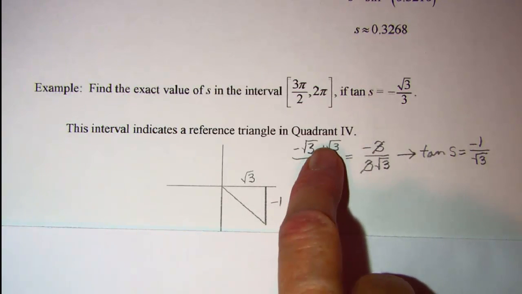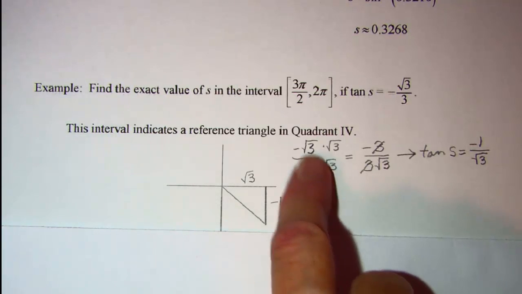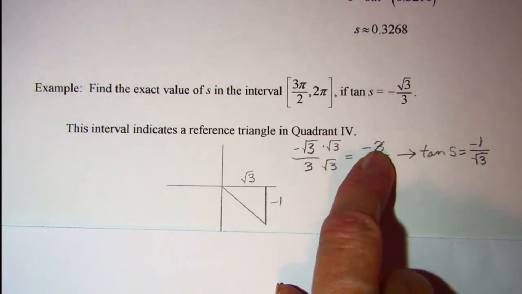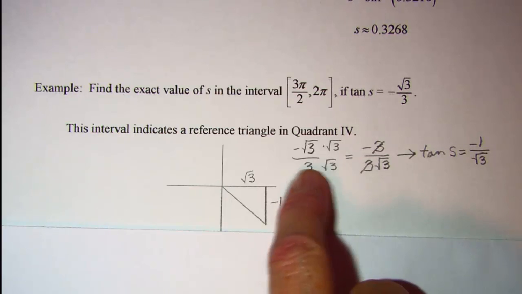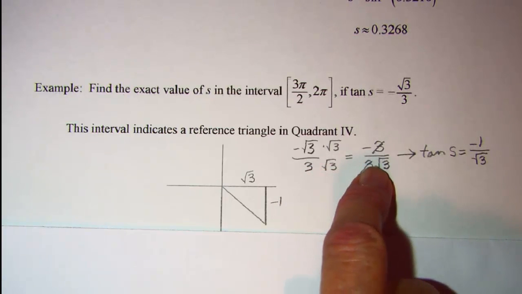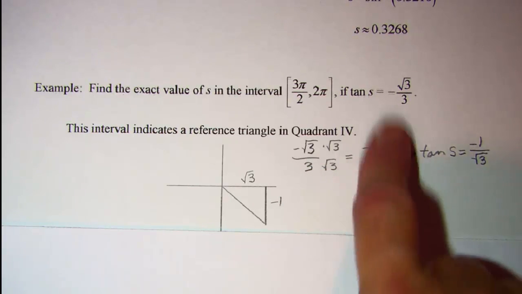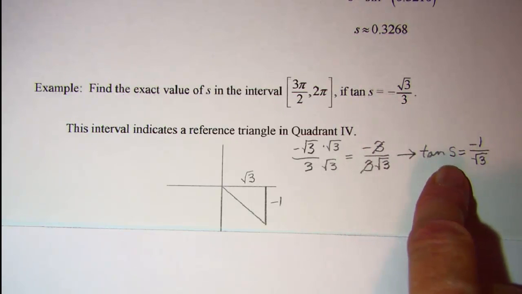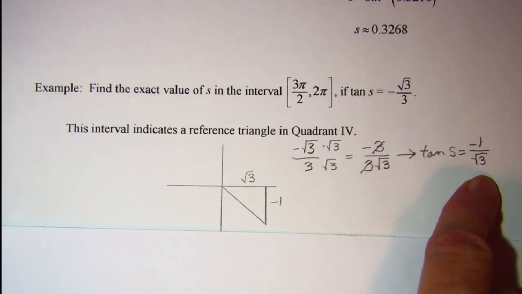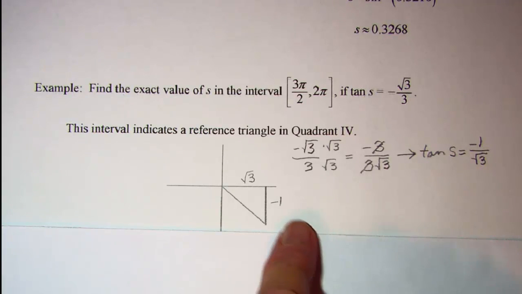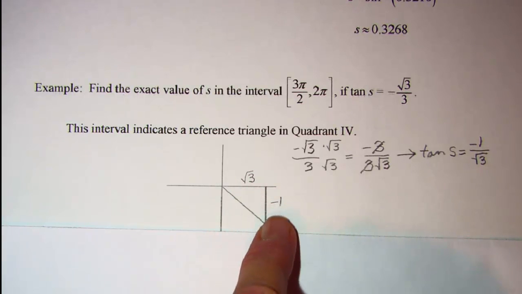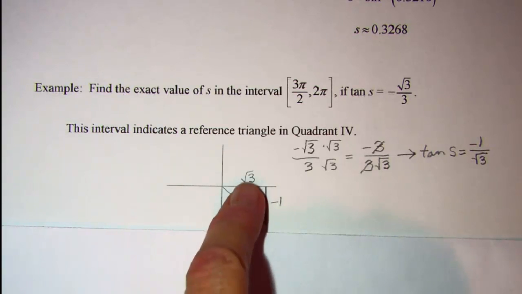But we're going to multiply top and bottom by root 3. When we do that, in the numerator we get negative 3. In the denominator we get 3 root 3. The 3's cancel. So this problem is the same as saying my tangent of s is a negative 1 over root 3. Since tangent is defined as opposite over adjacent, then the negative 1 is my opposite side and my root 3 is my adjacent side.